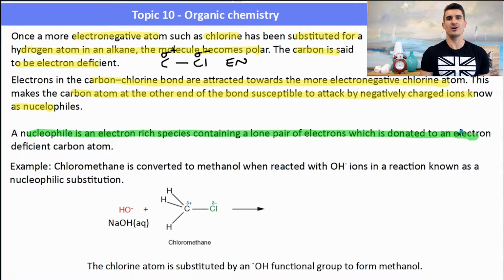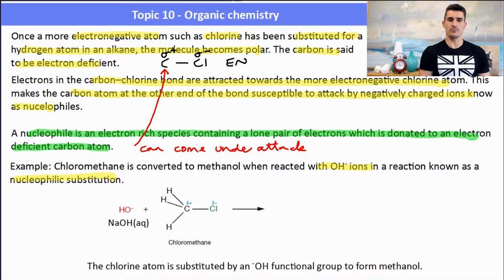A nucleophile is an electron-rich species which contains a lone pair of electrons which is donated to an electron-deficient carbon atom. The word nucleophile means it's attracted to a nucleus, and in this case the nucleophile will be attracted to the carbon nucleus, and it attacks that carbon nucleus and then provides its electrons for the bond that will form between the electron deficient carbon and the nucleophile.